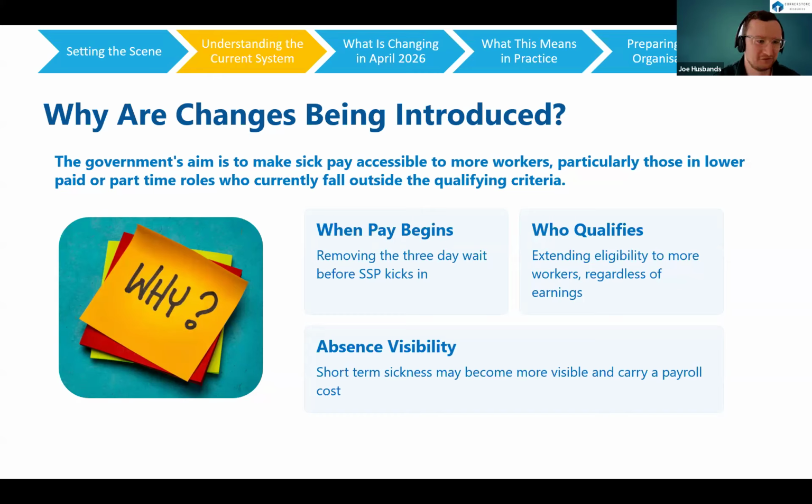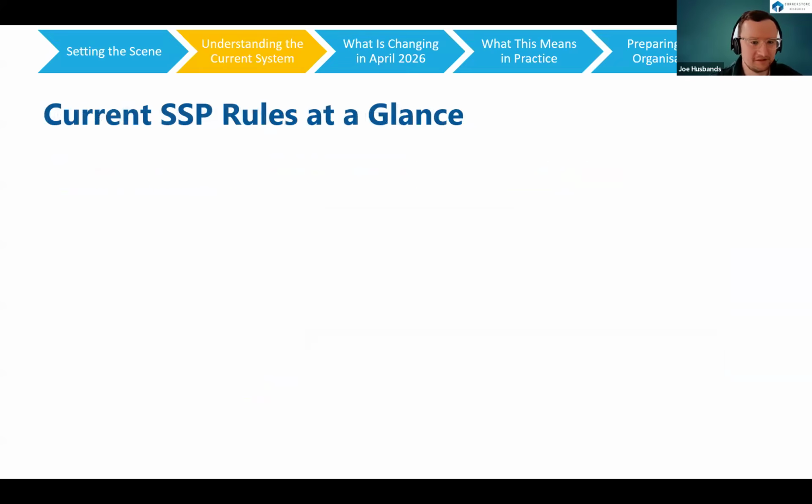The second is who qualifies. Currently, employees must meet a minimum earnings threshold to be eligible. And the third area is what we might call absence visibility. So if more absences trigger SSP, organisations may see short sickness absences appearing more clearly in payroll and absence data. We'll unpack each of these in a bit more detail shortly. But before looking at the changes, it's helpful to understand what the current framework looks like.